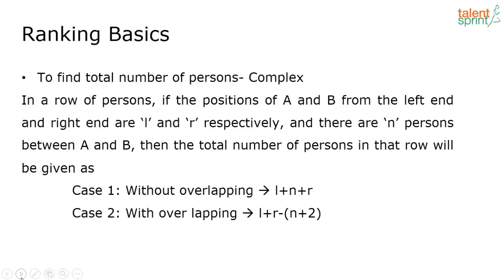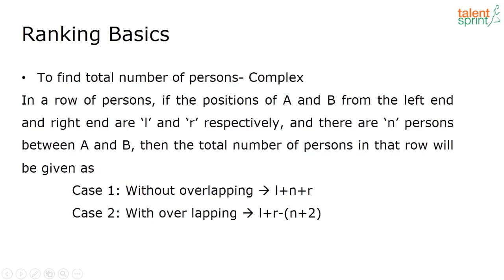Now the next one is to find the total number of persons, again in a queue, where the conditions are a bit complex. Okay, now let us read what is the given information here. In a row of persons, if the positions of A and B from the left end and the right end are L and R respectively, and there are n persons between A and B, then the total number of persons in the row will be given as follows. Here there are two cases, without overlapping and with overlapping.